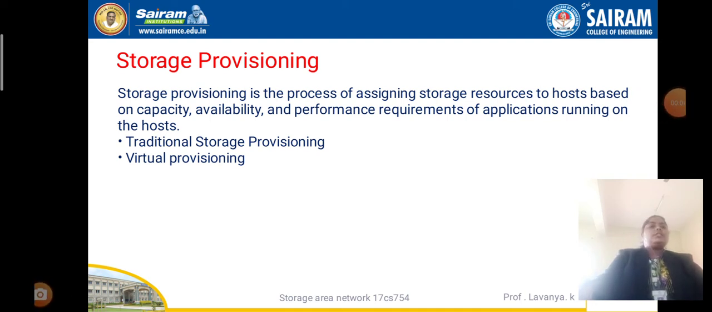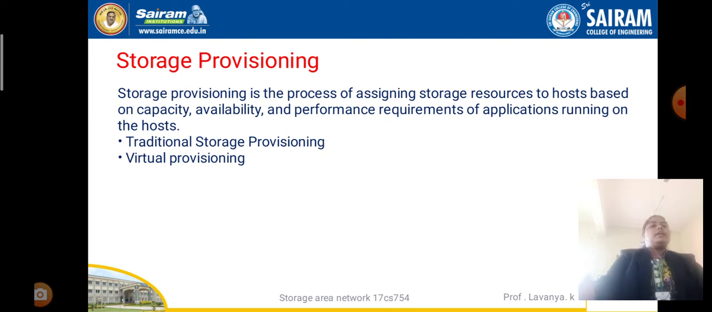Okay, what is storage provisioning? First, it is a process of assigning storage resources, which may be capacity or performance requirements. These are all based on our host. It can also be implemented in two ways: one is traditional storage provisioning, and another is virtual storage provisioning.